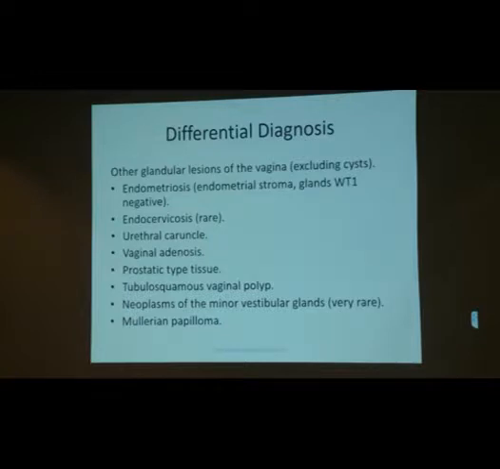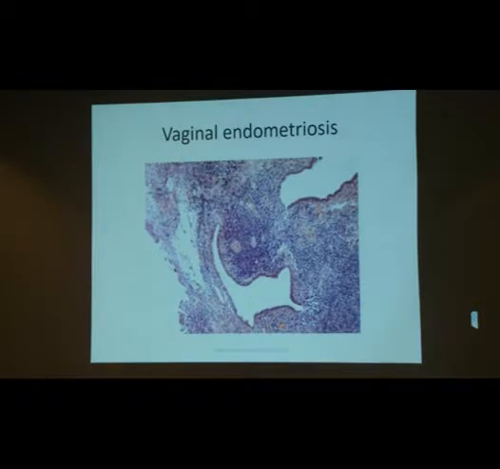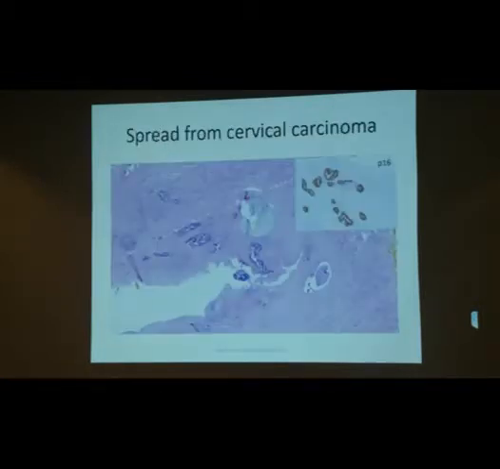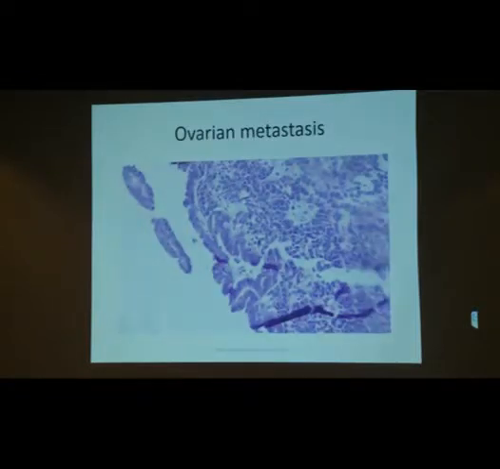I don't think I have the time to go through all of them, but I'll show you some of the interesting ones. So vaginal endometriosis, of course. This is spread from cervical cancer, and in the inset you can see that it's strongly positive for P16. This is metastasis from the ovary. There was a clear cell carcinoma in the ovary, and beware P16 in these cases, because if you just do a P16 on this and you don't think about it, you're going to think it's HPV related, which it isn't, because high-grade ovarian serous carcinoma is often P16 positive.